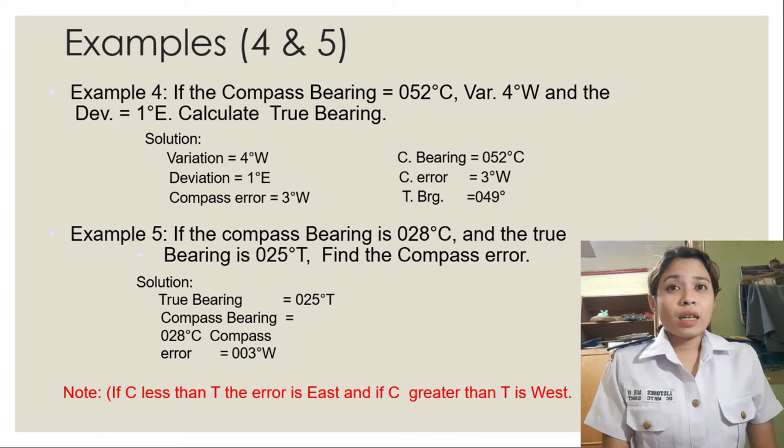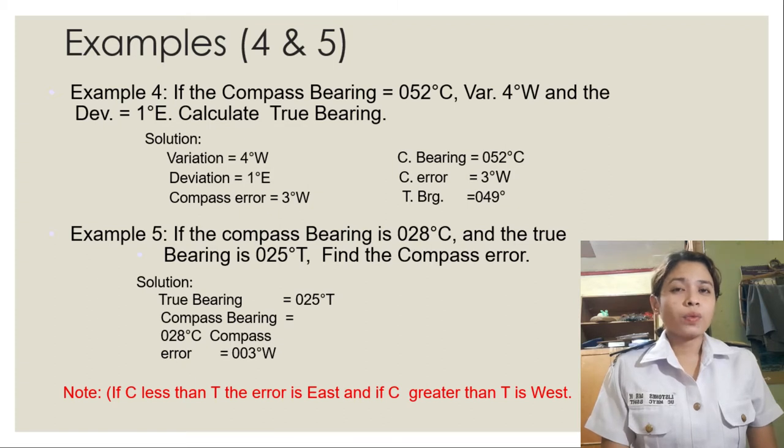If the compass bearing is equal to 052 degrees and the variation is equal to 4 degrees west and deviation is equal to 1 degree east, calculate the true bearing. For the solution, first is to get the compass error. Variation is equal to 4 degrees west and deviation is equal to 1 degree east. So to get the compass error, you simply add them. Negative 4 plus 1 is equal to 3 degrees west. It is west because 4 degrees is more than 1 degree.